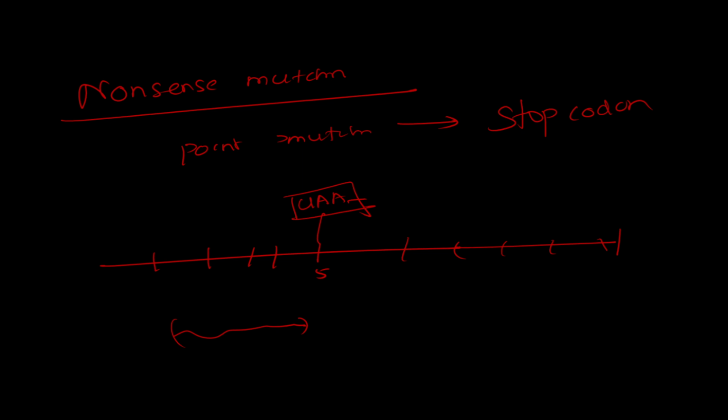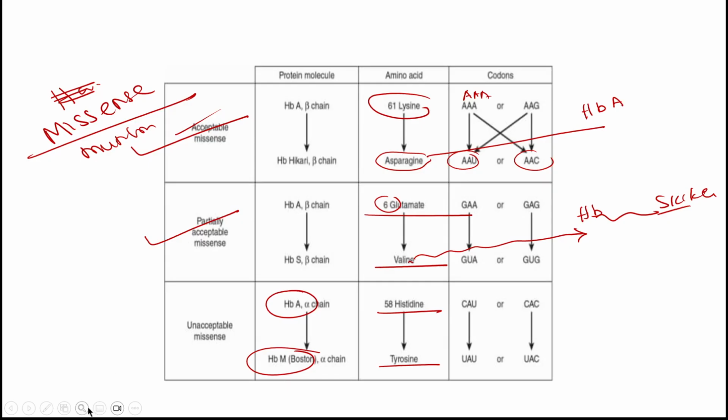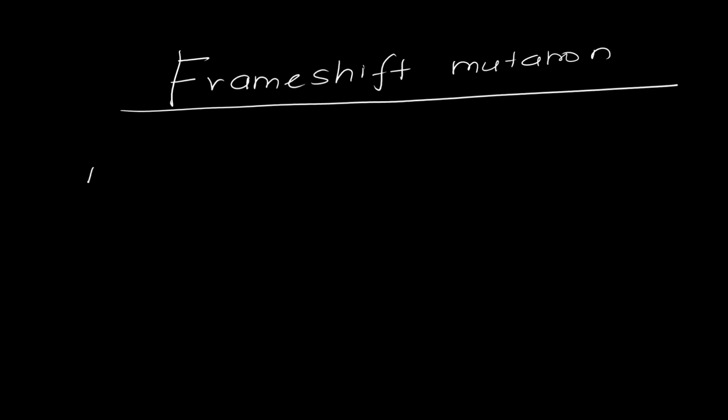Right. The other type of mutation that we come across, now this was only because of a single change of a nucleotide base, is the frameshift mutation. How does this occur? It is simply because of an insertion or a deletion of a nucleotide base.